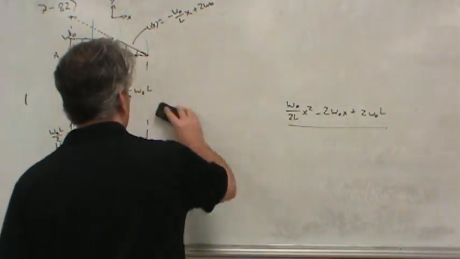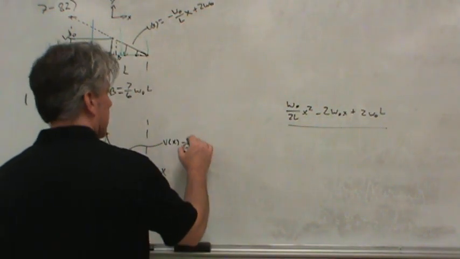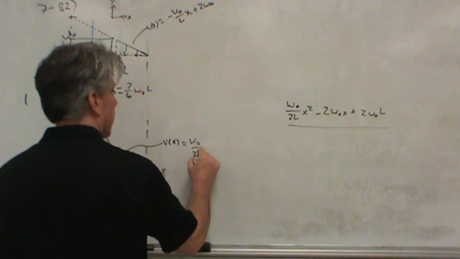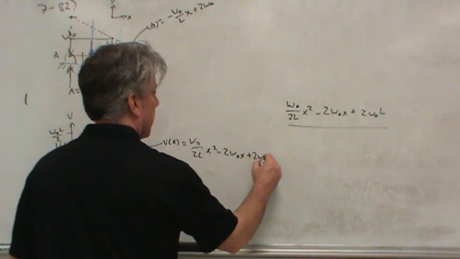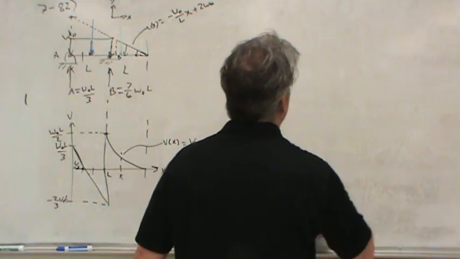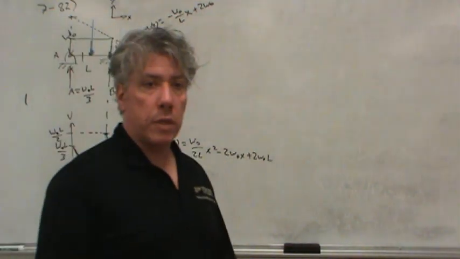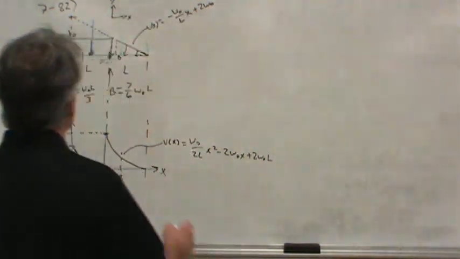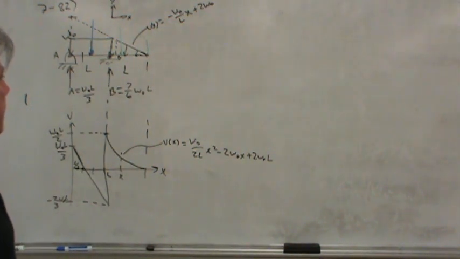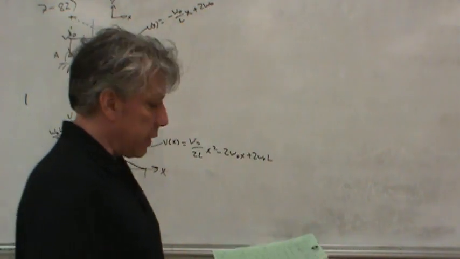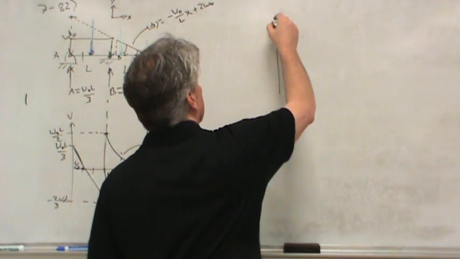So let's just say V of x is W naught over 2L x squared minus 2 W naught x plus 2 W naught L. That way we've got our shear equation as a function of position. So now let's go ahead and tackle the moment part of this problem. Notice there's no moment at the beginning, no moment at the end, and so we expect our moment diagram to begin and end at 0.